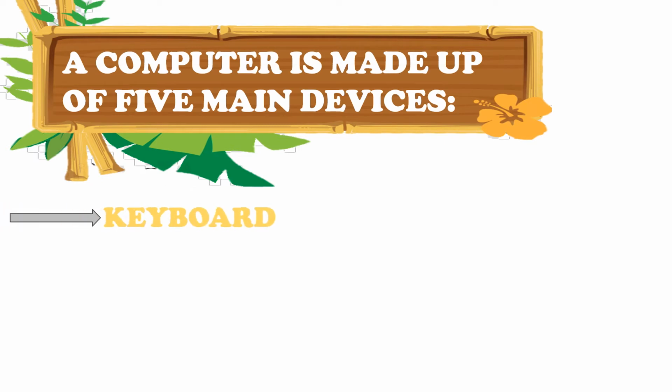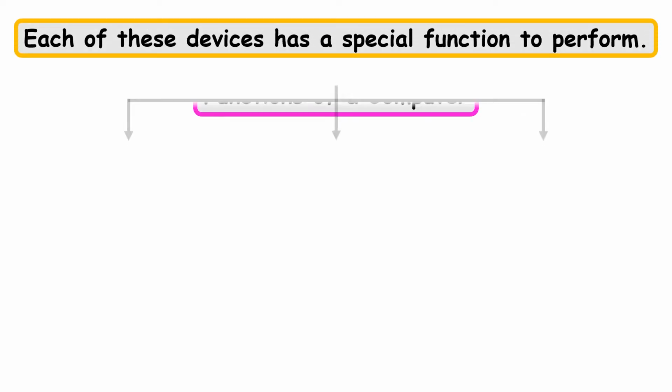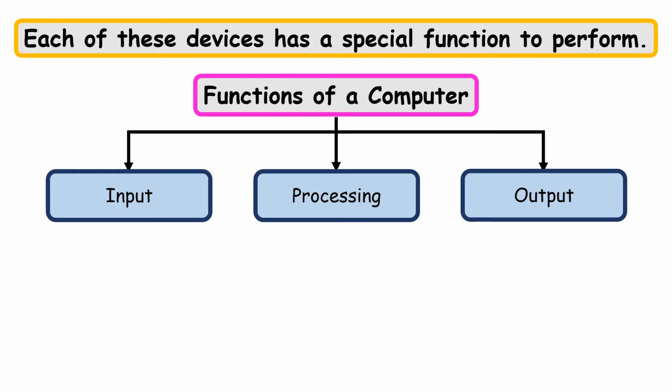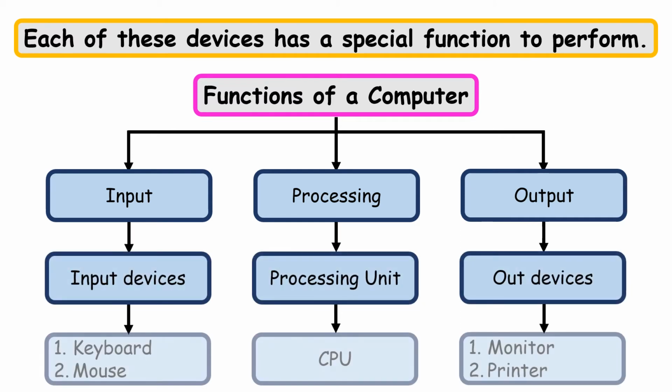A computer is made up of 5 main devices. They are keyboard, monitor, printer, mouse, and a CPU. Each of these devices has a very important function to perform. Functions of a computer can be classified as input, processing, and output. The input devices are keyboard and mouse. A processing unit consists of a CPU, and the output devices are monitor and printer.